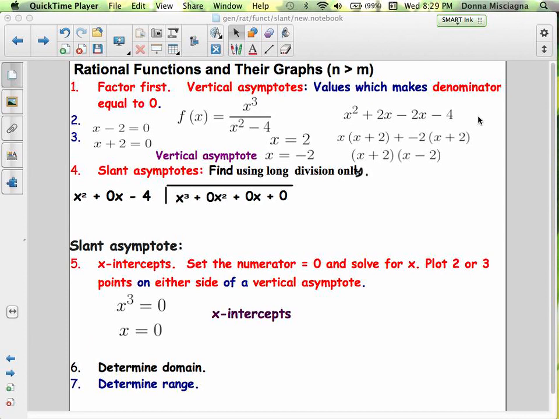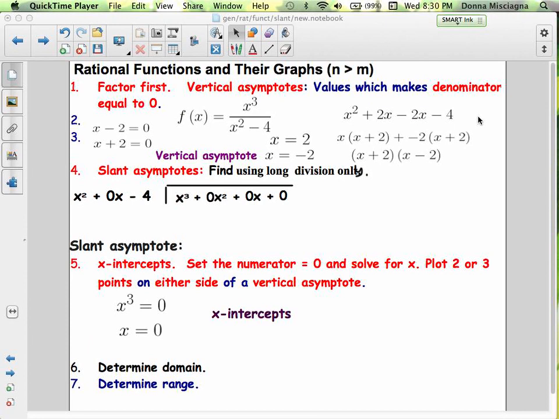All right, so here we're going to graph this function, f of x equals x cubed divided by x squared minus 4. This one will have a slant asymptote because the degree of the numerator is 3, because we have x cubed. The degree of the denominator is 2 because we have x squared. And 3 is 1 more than 2. So that gives us a slant asymptote.